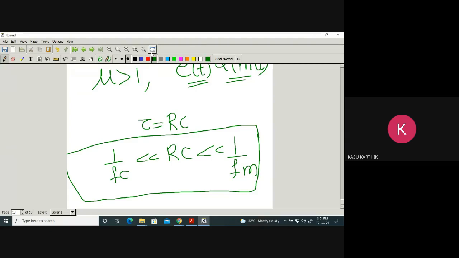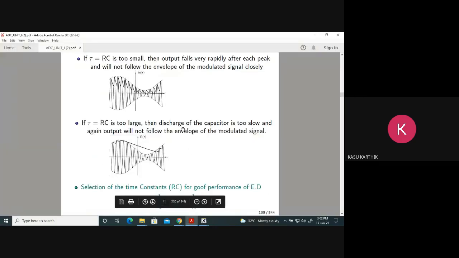You must design your envelope detector such that its time constant RC is between 1 by Fc and 1 by Fm. It should be moderate, neither too small nor too large. This is something you need to remember. This is one of the important things to remember when it comes to the envelope detector. The envelope detector works fine if and only if the time constant is taken care of. What is RC? The discharging time constant of the above circuit.